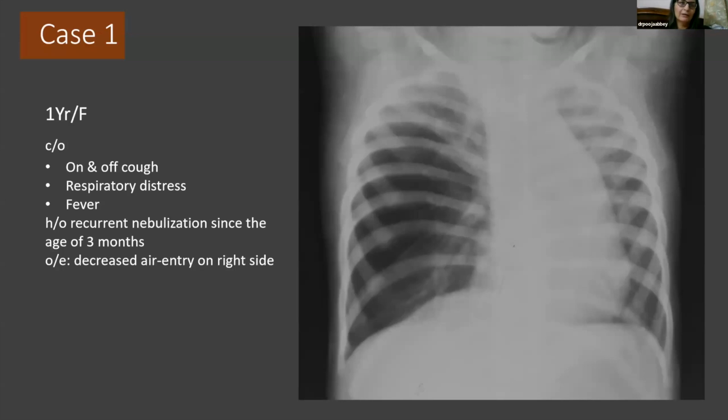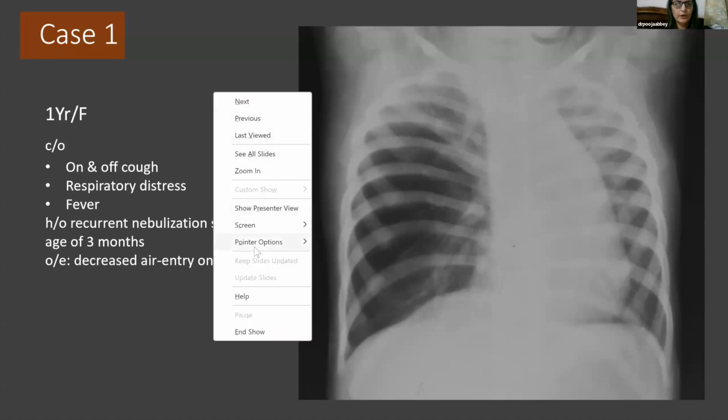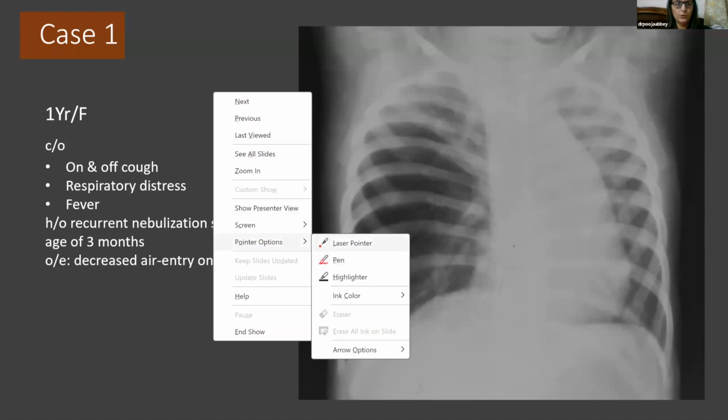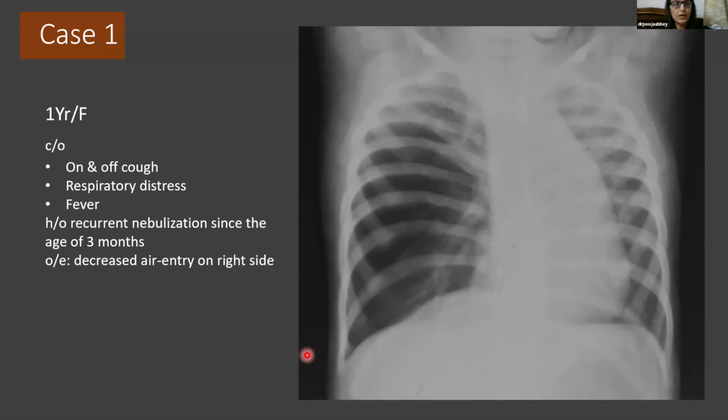Okay, so with that, let me start with the first case. So this was a 1-year-old girl, and the history was a bit vague, but a sort of longish history of cough, respiratory distress, some fever also, and she had history of recurrent nebulization since the age of about 3 months. And on clinical examination they felt that there was decreased air entry on the right side.